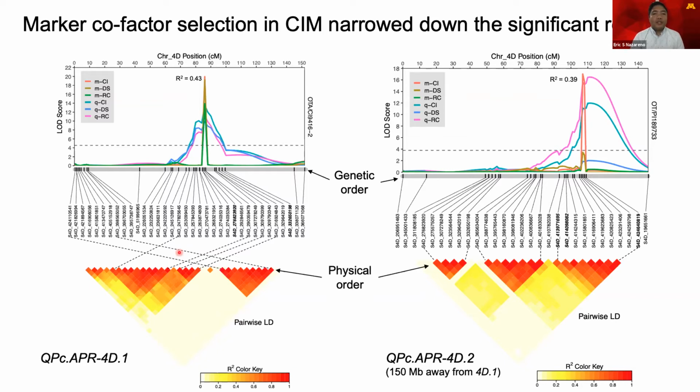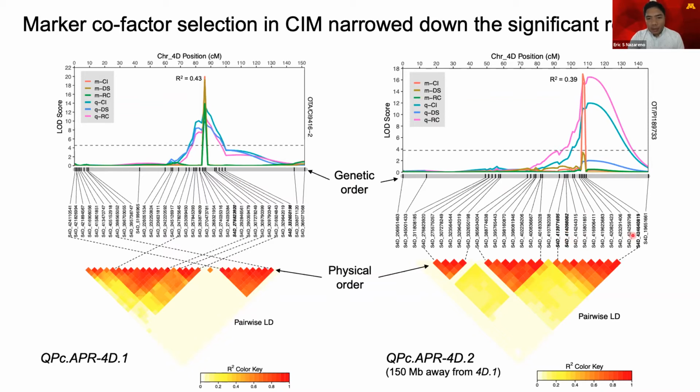We want the QTL to be inherited as one. So this is just showing you the relationship between the physical order and the genetic order. The same is true for this QTL. We narrowed it down, and the effect is 39%, still high LD in that significant region.